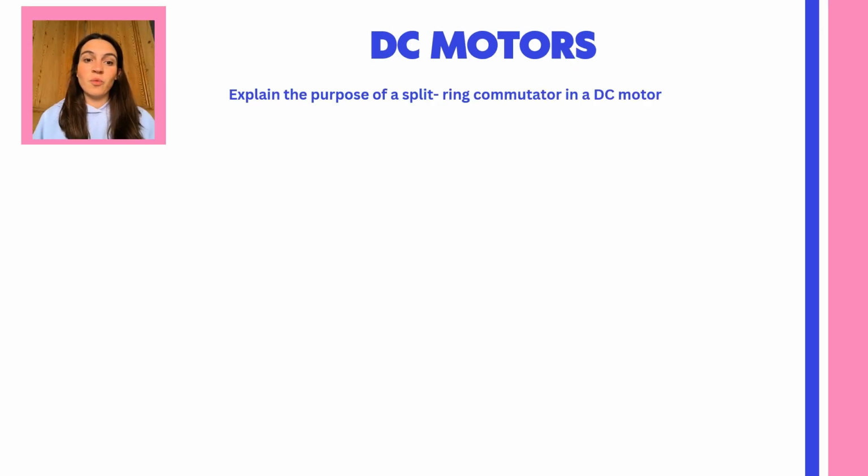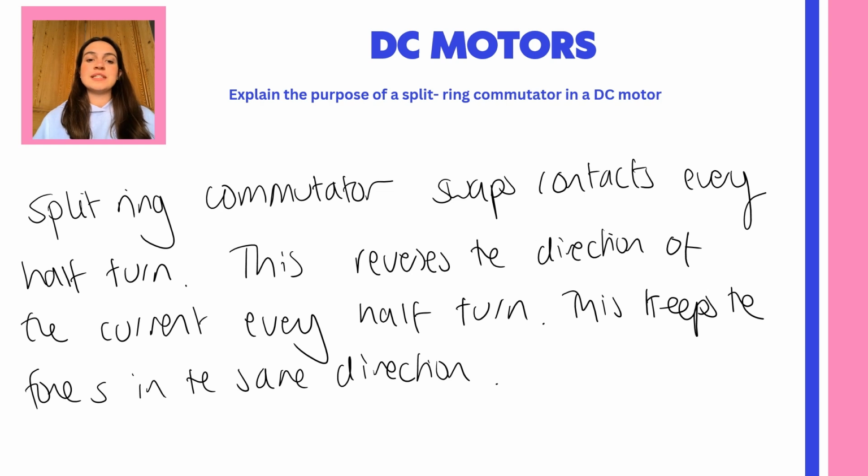Okay, so now we are extending to motors. So if you are on combined, you don't need to listen to this. So explain the purpose of a split ring commutator in a DC motor. So first, let me just tell you exactly what you're going to write down in your exam. So you would say a split ring commutator swaps the contacts every half turn, okay?